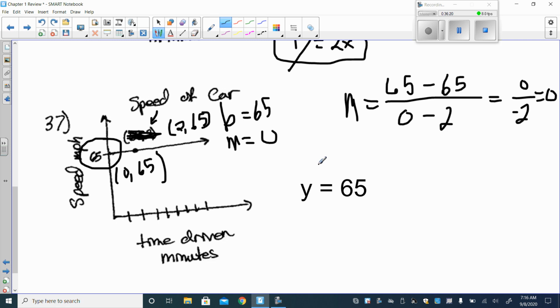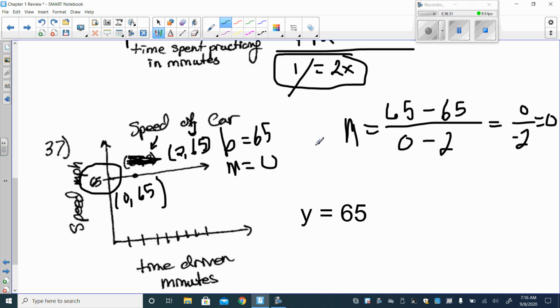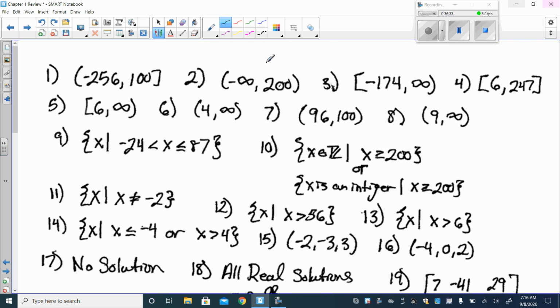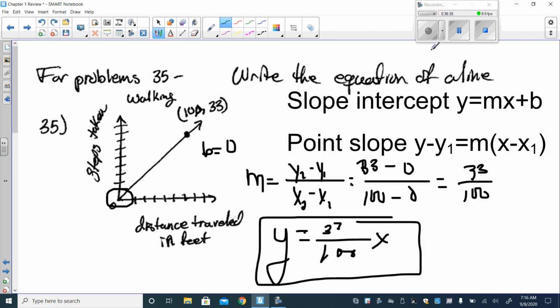So if we have a line that's going flat, it's not going up, it's not going down, has a slope of 0, it should be y equals that number, whatever the y value is. So here it should have been 65. And that's it. So that's all that we have for this review sheet.